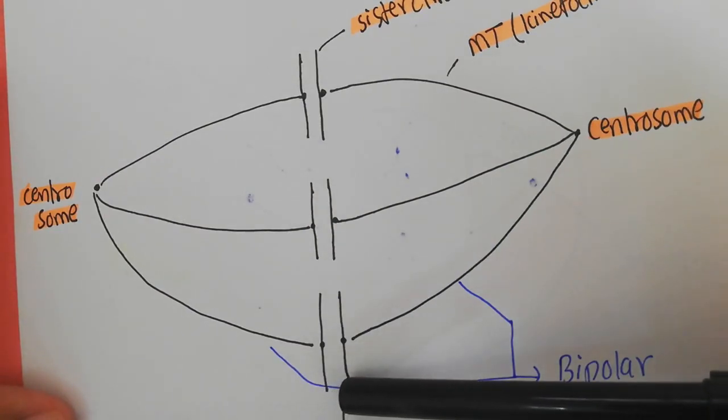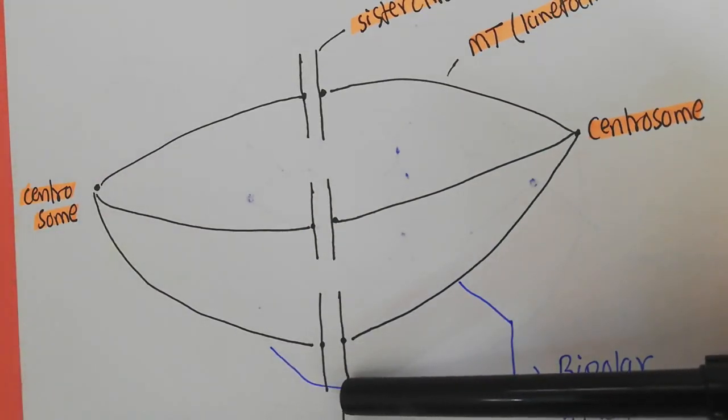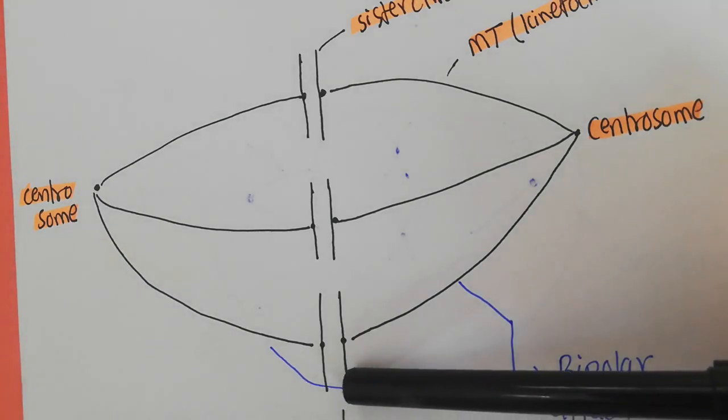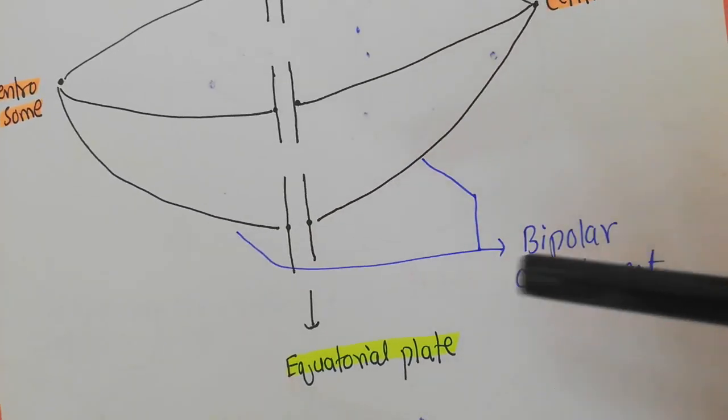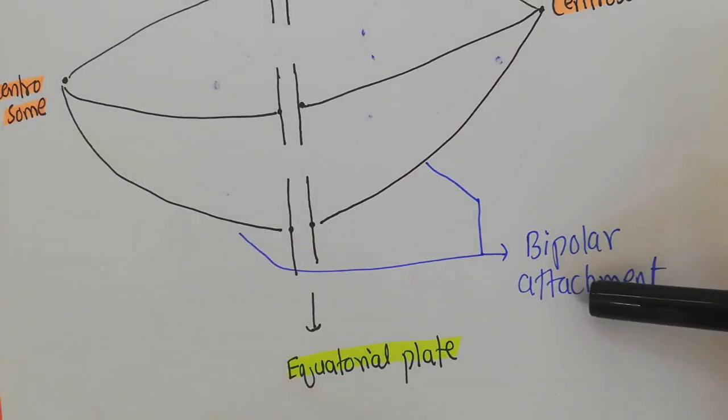So if you talk about human beings, after the S phase you have got 46 pairs of the sister chromatids, and all of these sister chromatids should be attached to the kinetochore microtubules from both of the centrosomes. We call this the bipolar attachment.